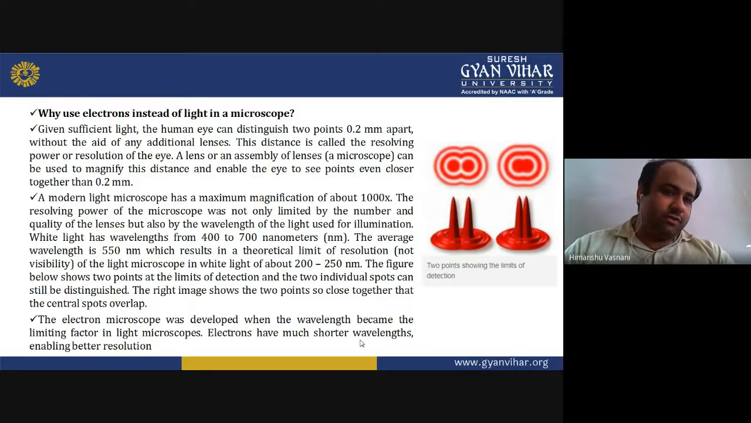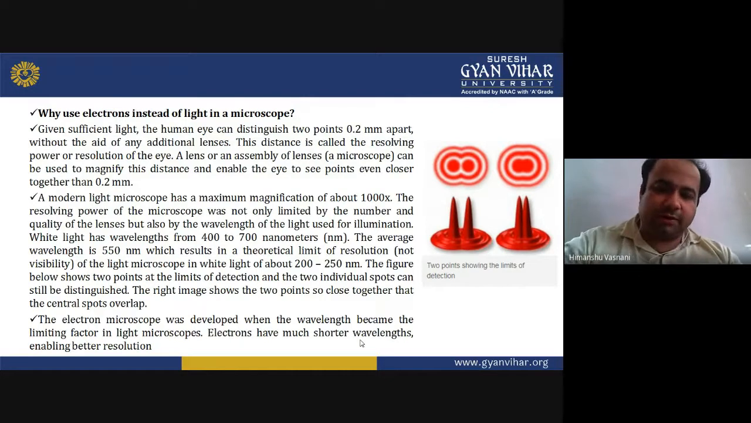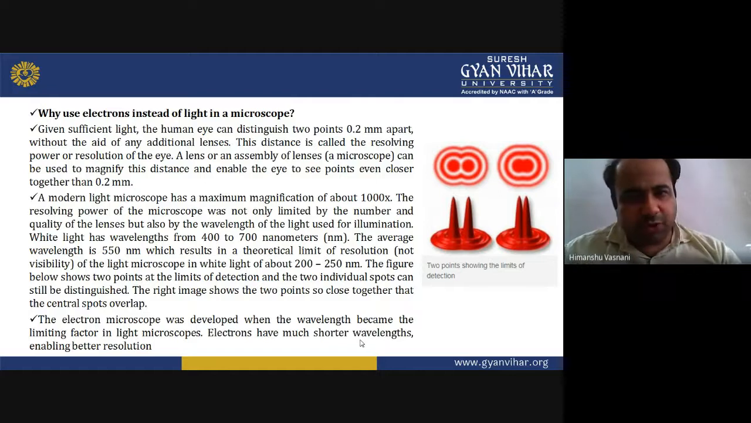Why use electrons instead of light in the microscope? Given sufficient light, the human eye can distinguish between two points 0.2 mm apart without the aid of an additional lens. This distance is called the resolving power, or resolution, of the eye.